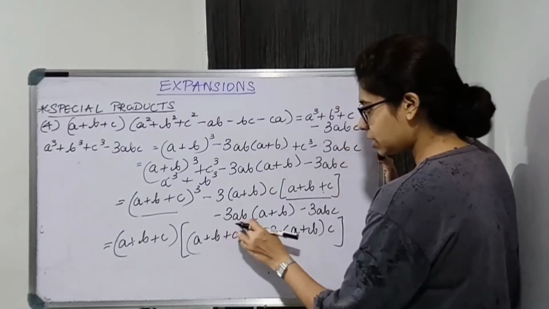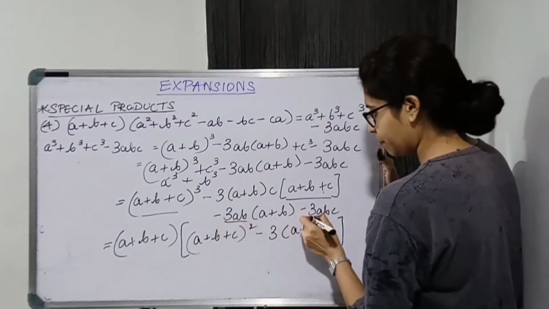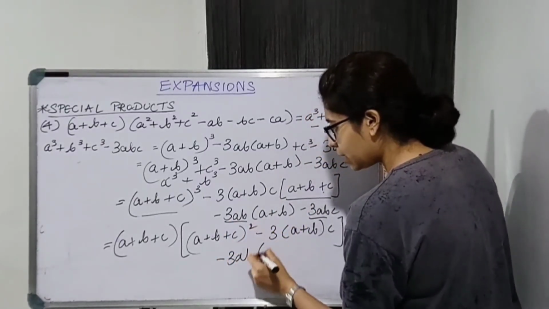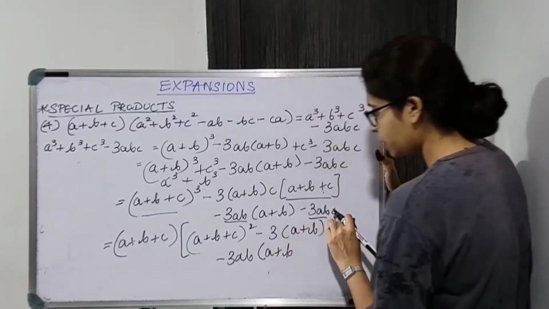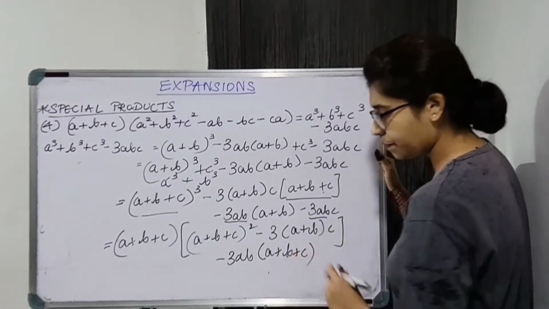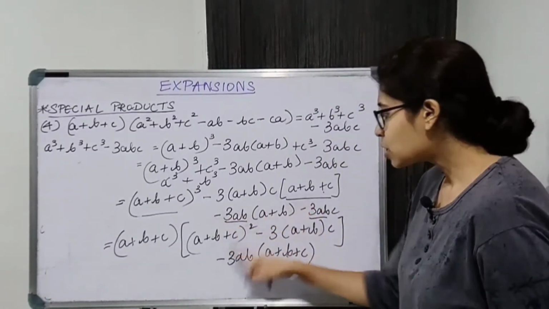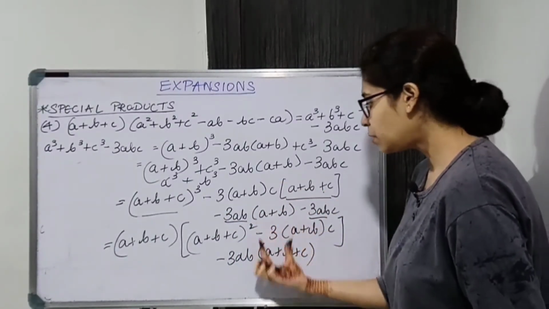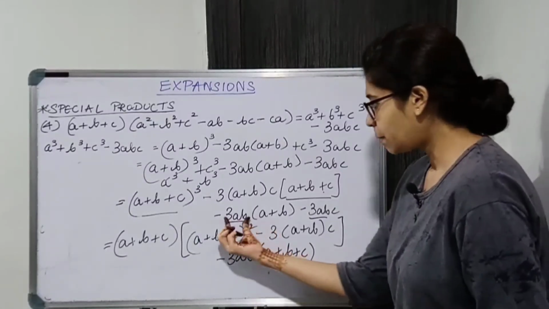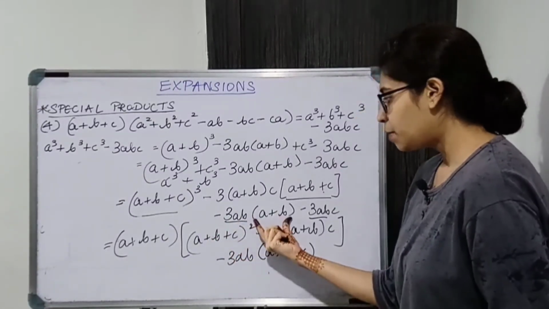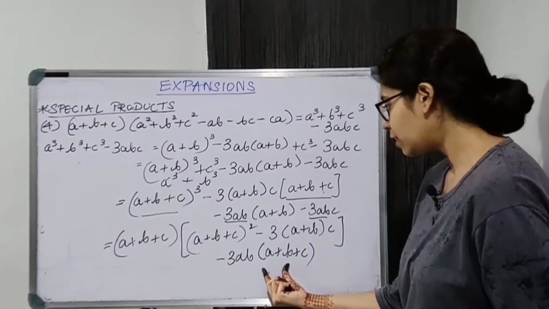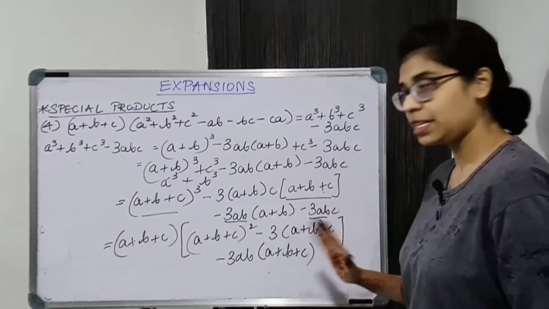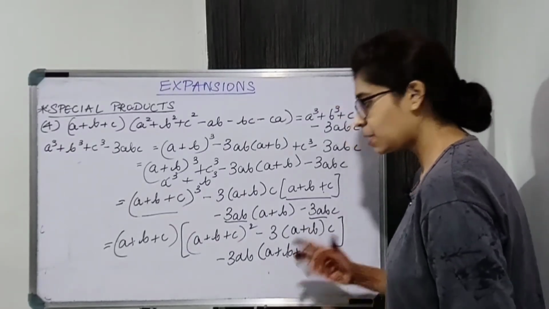Now over here there is 3ab common. So let us take minus 3ab common. So in brackets we get a plus b and over here plus c. We are taking minus common, so signs inside the bracket will change. So this one will remain as it is. Minus 3ab went outside, a plus b will be left. And minus 3ab went, so over here we are left with c. So a plus b plus c.